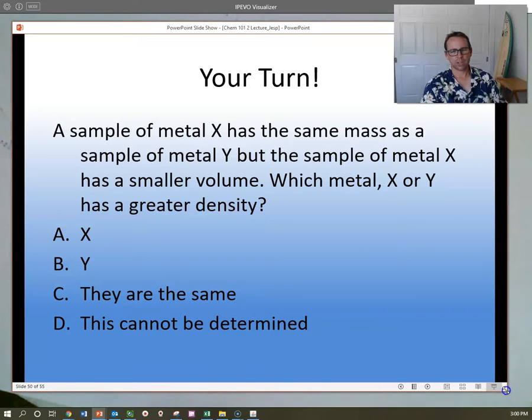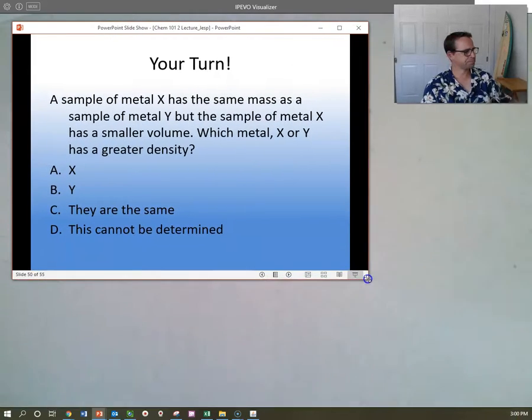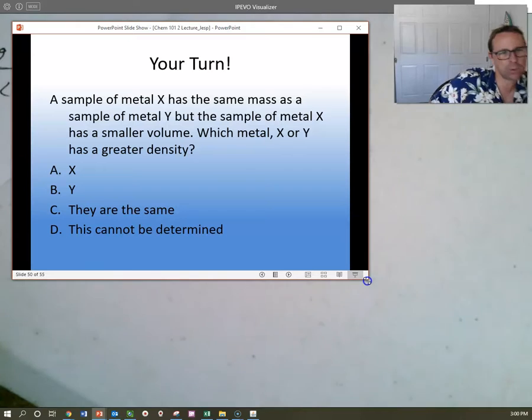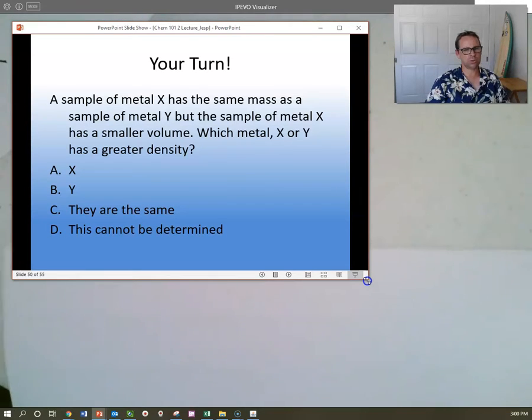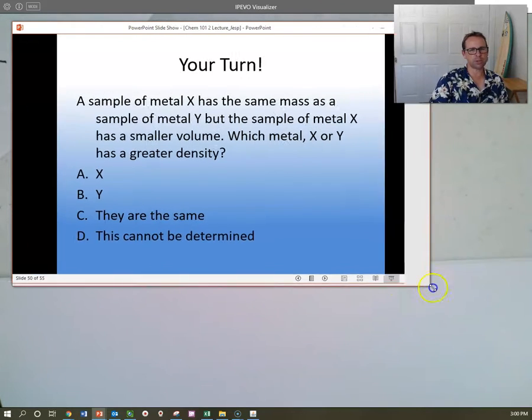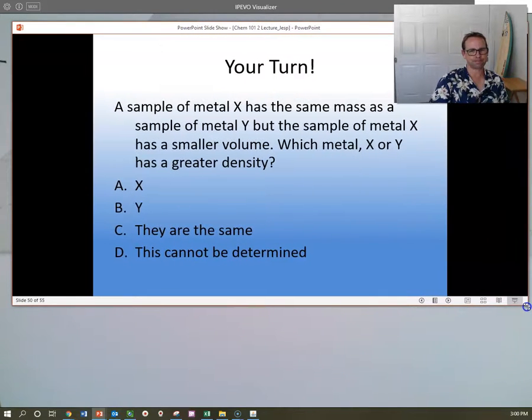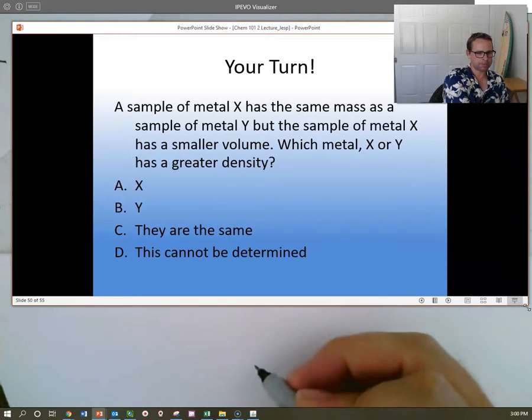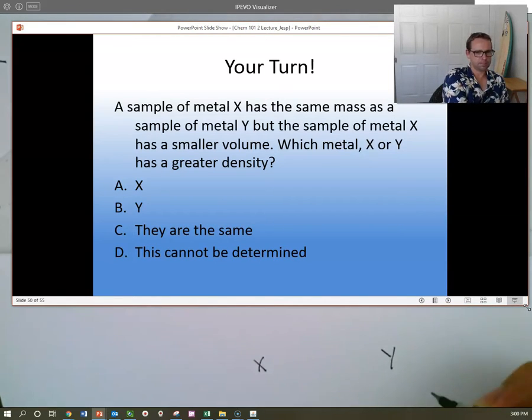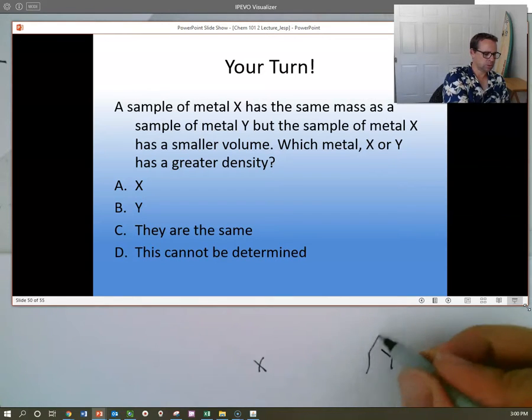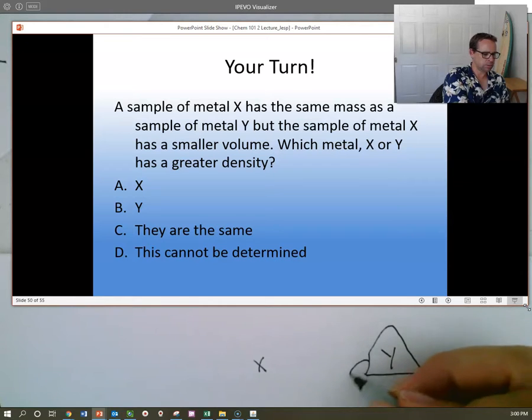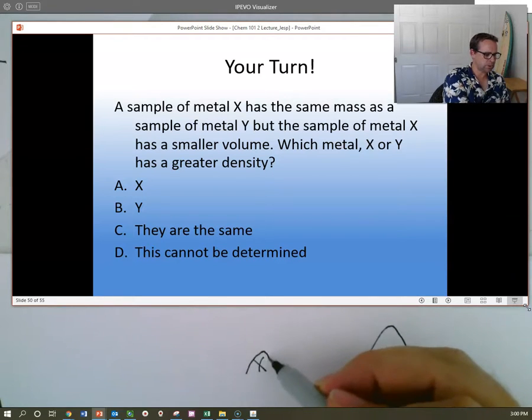Okay, now to solve this problem, I'm going to draw some pictures for us. I'm going to draw pictures of those two piles of X and Y. So here, how should I draw them in terms of their volume? Which one has a larger volume, X or Y? So Y's got the bigger volume. Or I'm sorry, X has the smaller volume. Okay. That's right. Very good.